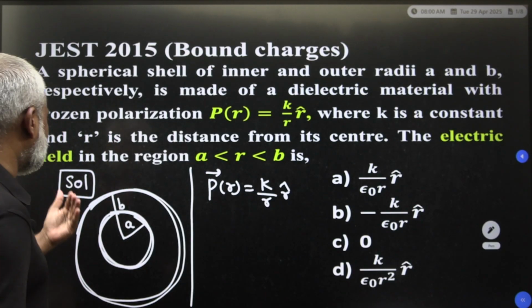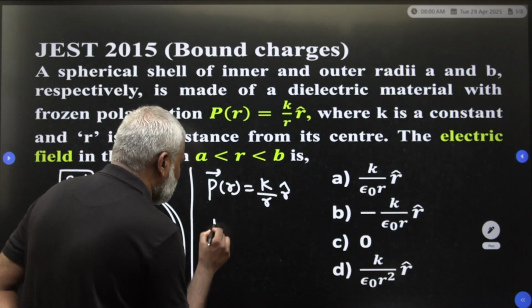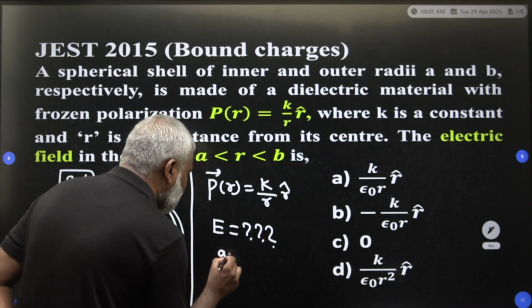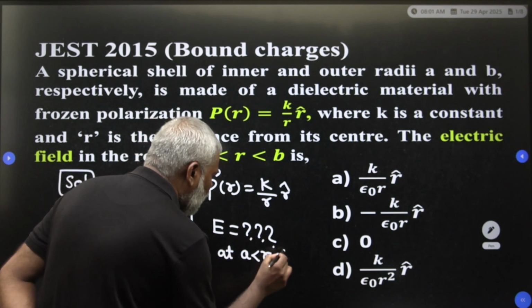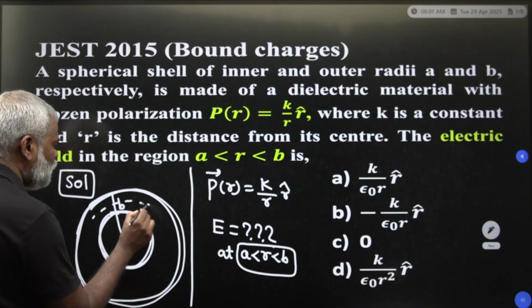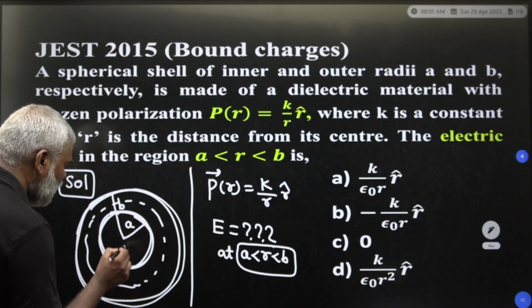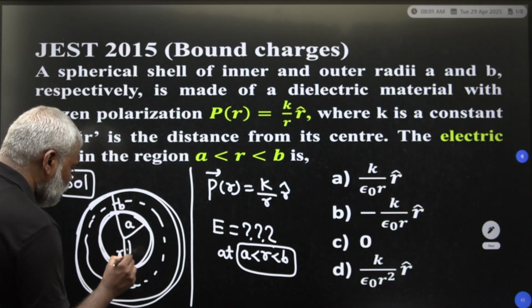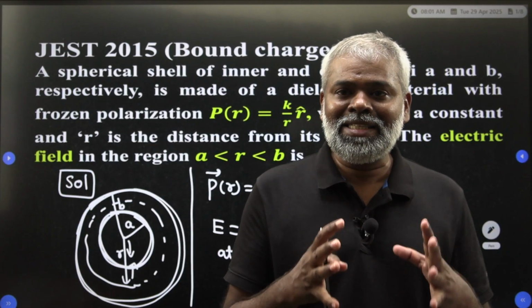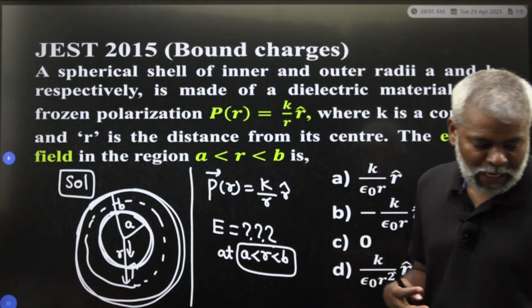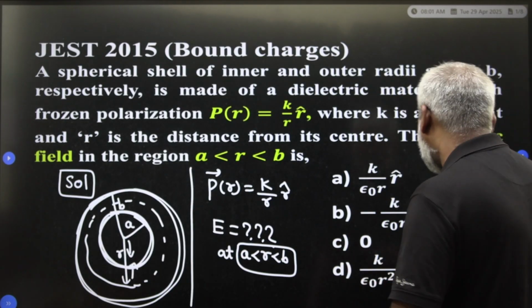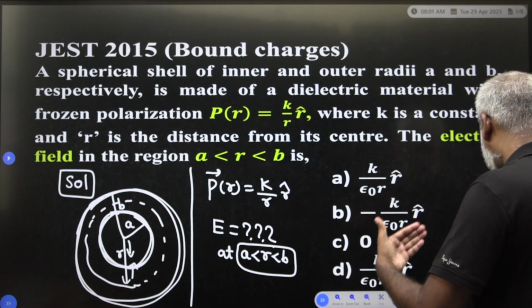Find the electric field. We need to calculate the electric field at A is less than r is less than B. Suppose you take it as r. Here we need to calculate the electric field. For calculating this, first we need to calculate the bound charge.